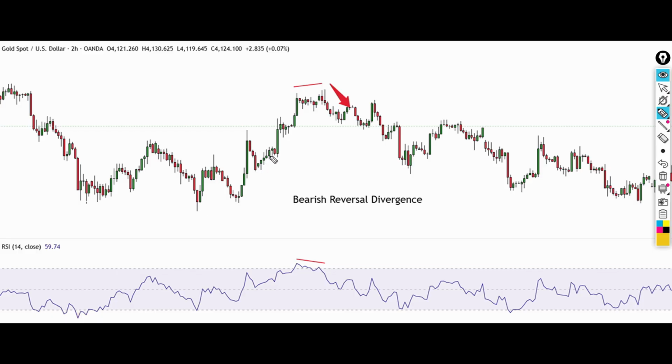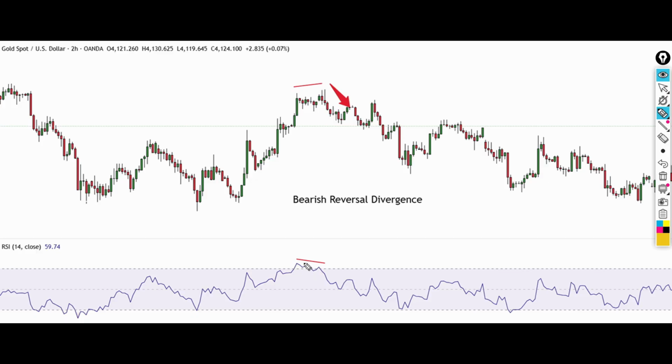Let us consider this price action. This price action is creating higher high, higher low, higher high, higher low, higher high, and higher low. If you look at the RSI, it has reached above the 70 level. So it is an indication that the asset has reached the overbought position. Now we should be very cautious.